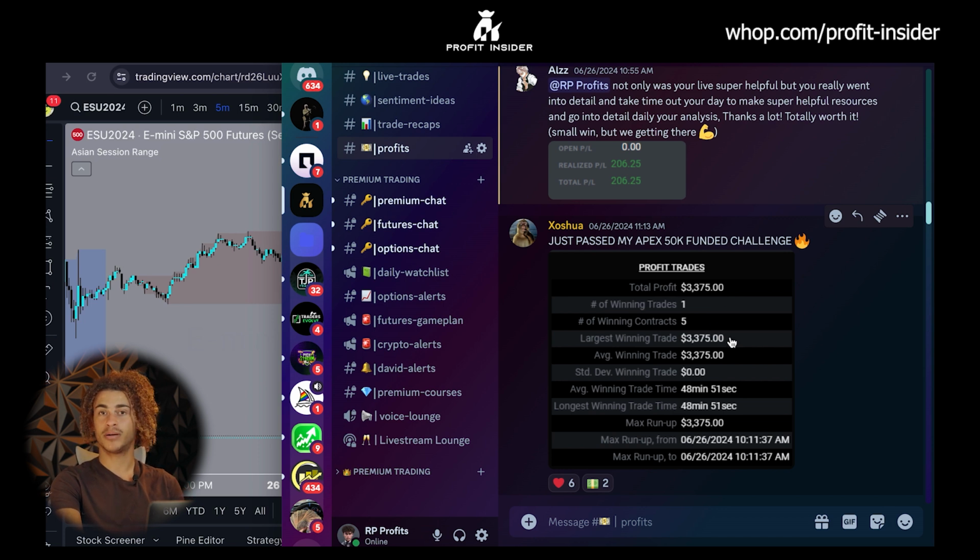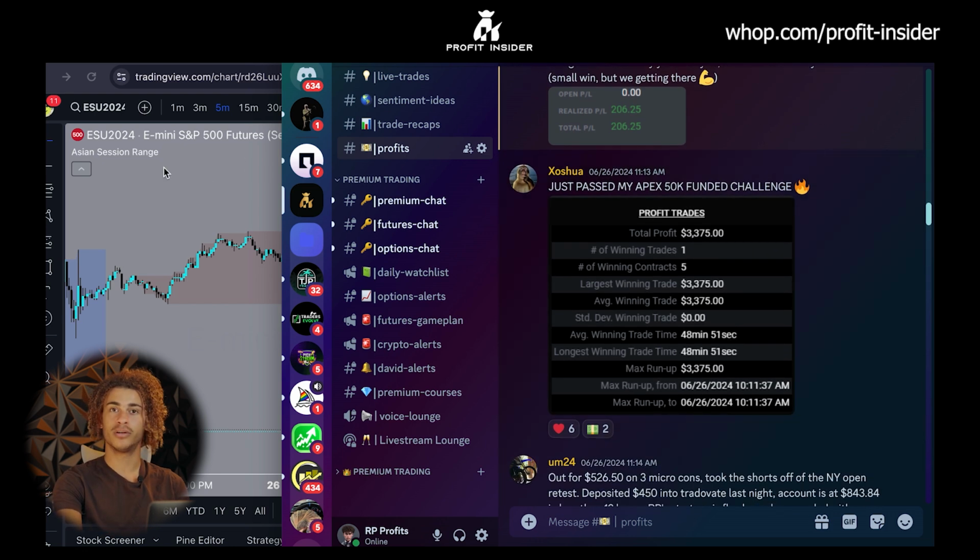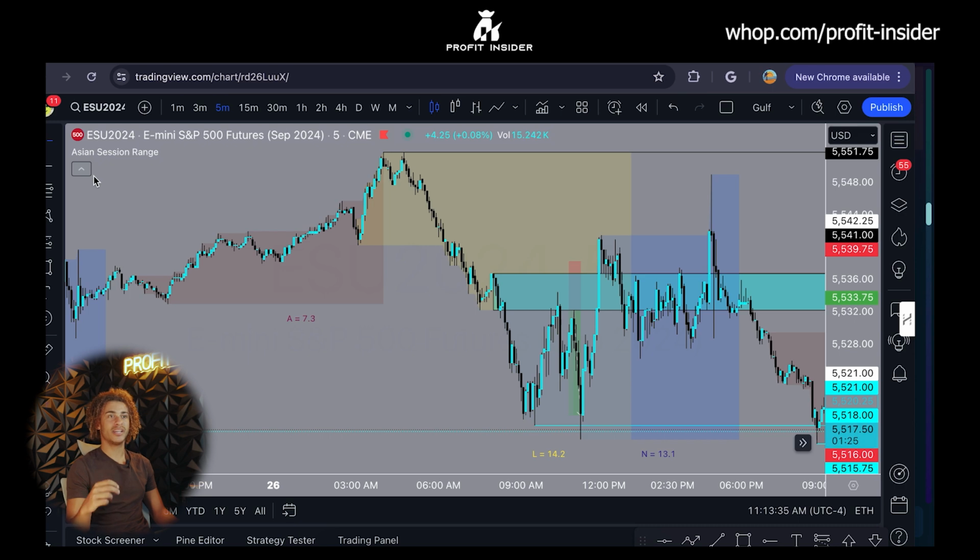And he just passed his funded account challenge, which means he is now a funded trader, and he now has $50,000 of capital to trade with. So that's awesome, and it's really good for me to see that people are just able to get in and pass their funded account challenges pretty much with ease, honestly.